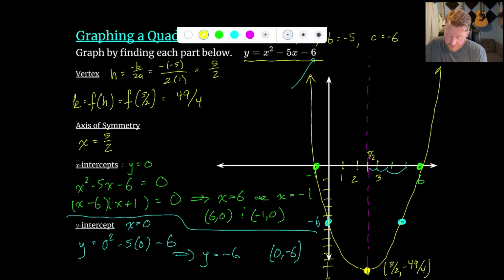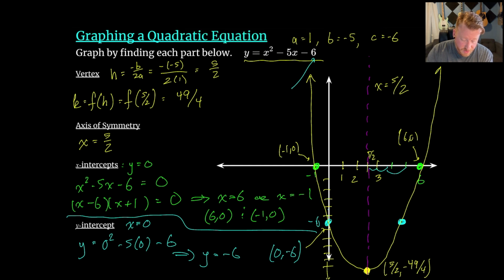So here we've got the vertex, we labeled that. We've got the y-intercept labeled. Here we've got the x-intercepts at negative 1, 0, and at 6, 0. And we've got the axis of symmetry, which is this line, x equals 5 halves. So there we've got it all together. We have our quadratic graph by finding the vertex, using the axis of symmetry, and then finding all the x-intercepts and y-intercepts.